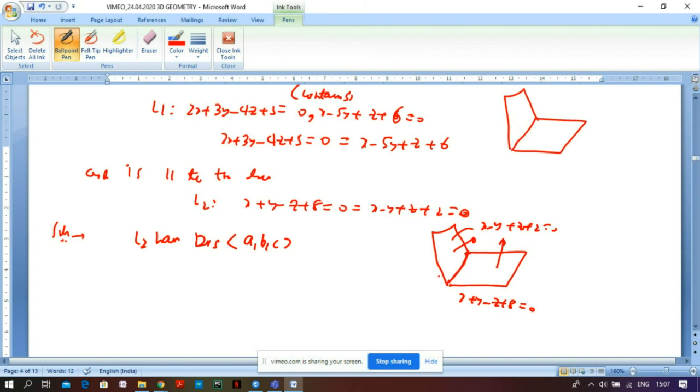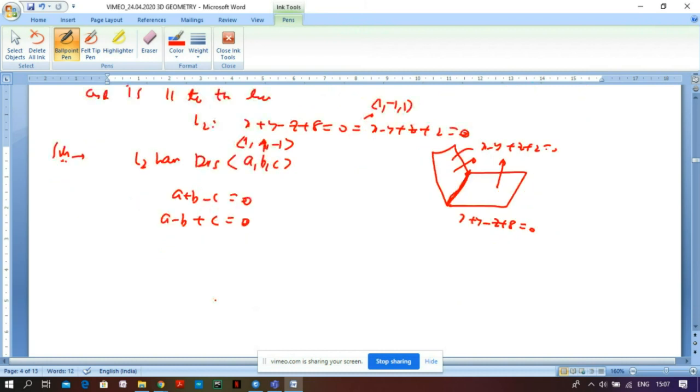You want this a, b, c. As a, b, c lies in this plane, it is of course perpendicular to the normal. So a, b, c dotted with 1, 1, negative 1, the direction ratios of the normal to this plane, and with 1, negative 1, 1, the normal to the other plane, will be 0. So that tells you a plus b minus c equal to 0, and in the second case a minus b plus c equal to 0.